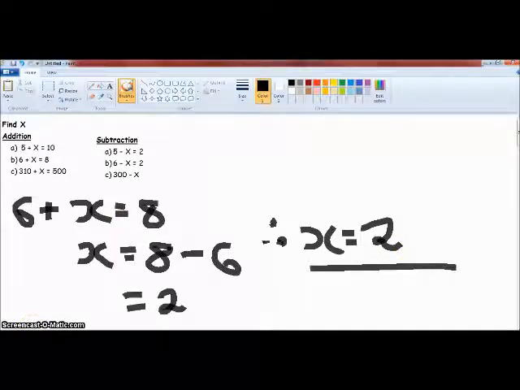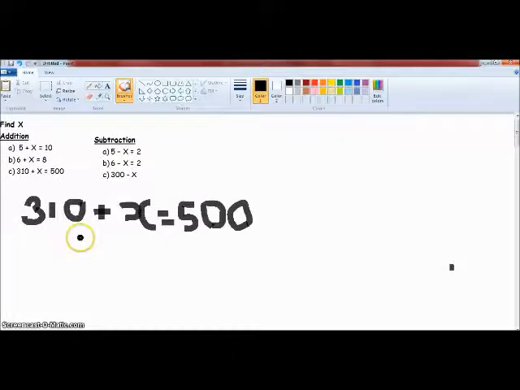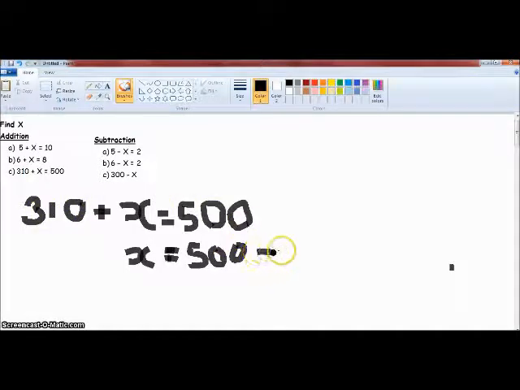Let's move on to example C under addition. 310 plus x equals 500. So to find the value of x, we shall write x equals 500. This 310 here will move to the other side, and so it will have a minus. It will become negative. So 500 minus 310.